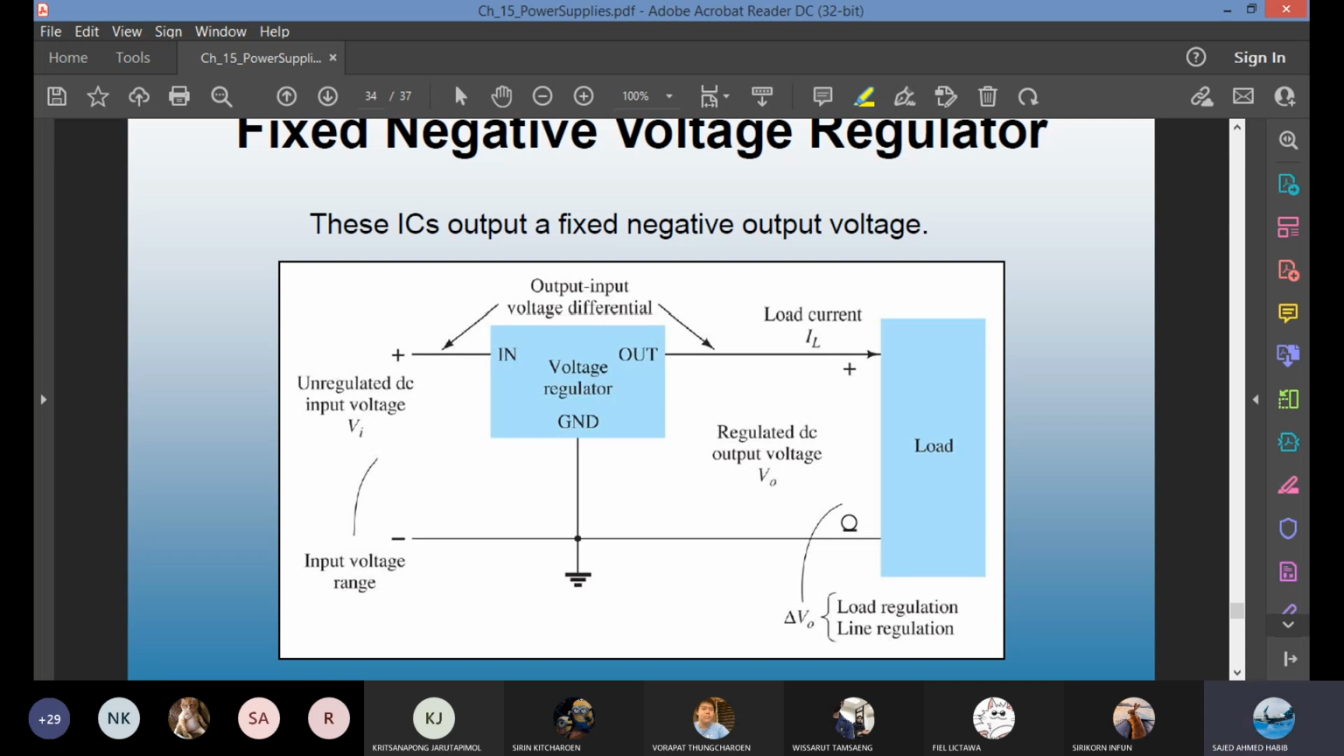On the input side, you have unregulated DC. On the output side, you have regulated DC, but it will be a negative level, below zero. The 3-pin connections remain the same: in, out, and ground. Line regulation and load regulation both apply.